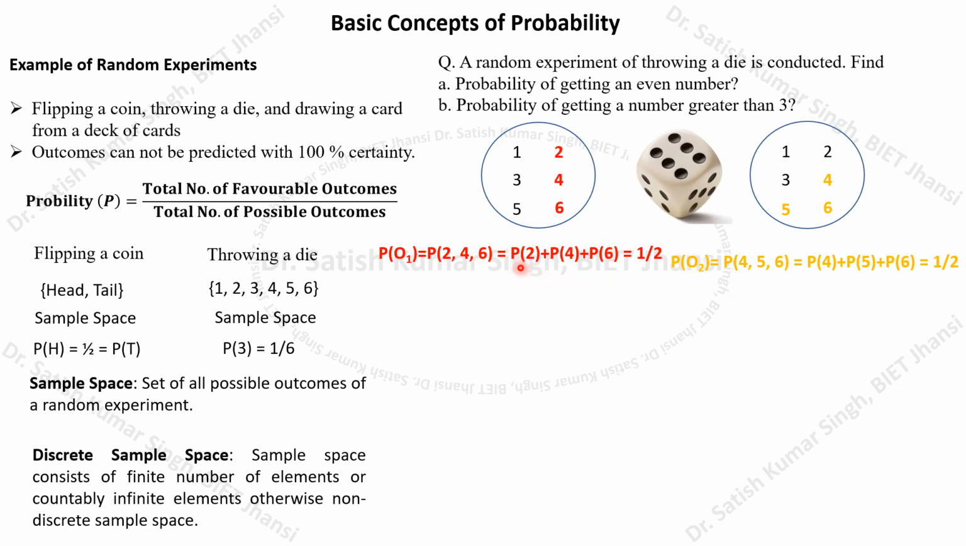So if we add all these probabilities, then we will be able to calculate the total probability of getting an even number. So here it is 1 by 6, 1 by 6, 1 by 6. If you add them, we get this probability equal to 1 by 2. Similarly, if we wish to know the probability of getting a number greater than 3, then that will be 4, 5, 6. So the probability is the probability of 4 plus the probability of 5 plus the probability of 6. It is the summation of all three probabilities, so that probability is 1 by 2.